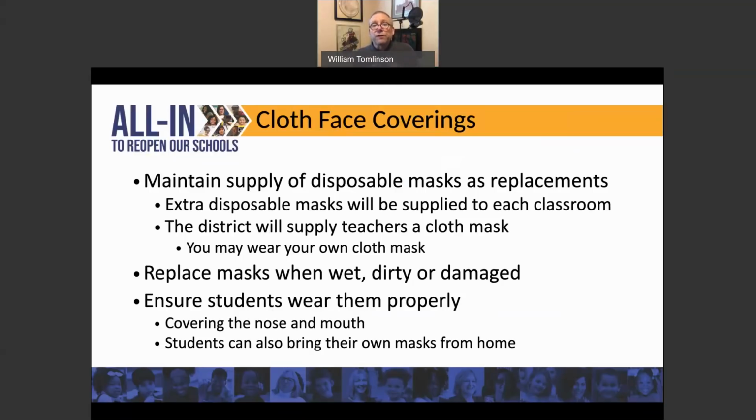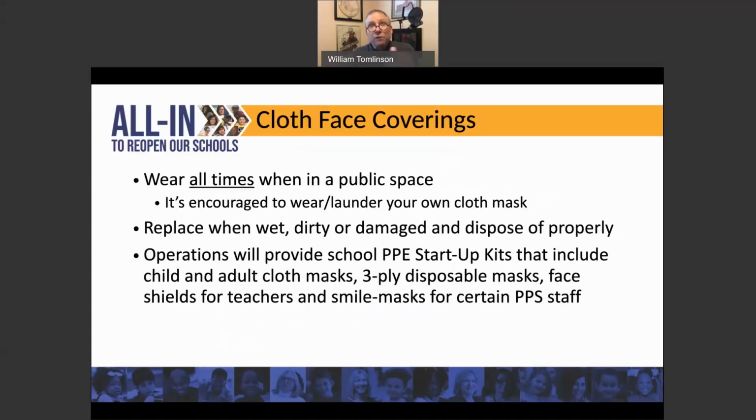Now, you have to ensure that your students wear them properly. And really, wearing it properly basically means covering the nose and the mouth. Now, students can bring their own masks in from home. And again, that could be encouraged to maintain adequate supplies in the school. Now, wear your mask at all times when in public spaces. And again, it's encouraged to wear your own so you can take it home and wash and launder it. But replace them when they become wet, dirty, damaged, and then dispose of properly.